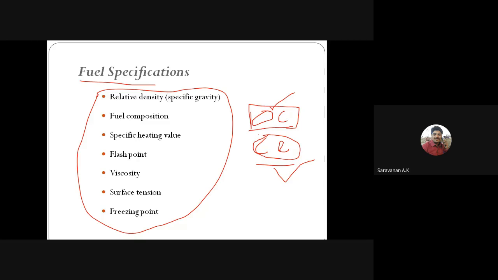So in our syllabus they are giving octane rating and cetane rating, right? How do they differ? How can it be specified by the properties? So this we can see in the next class.